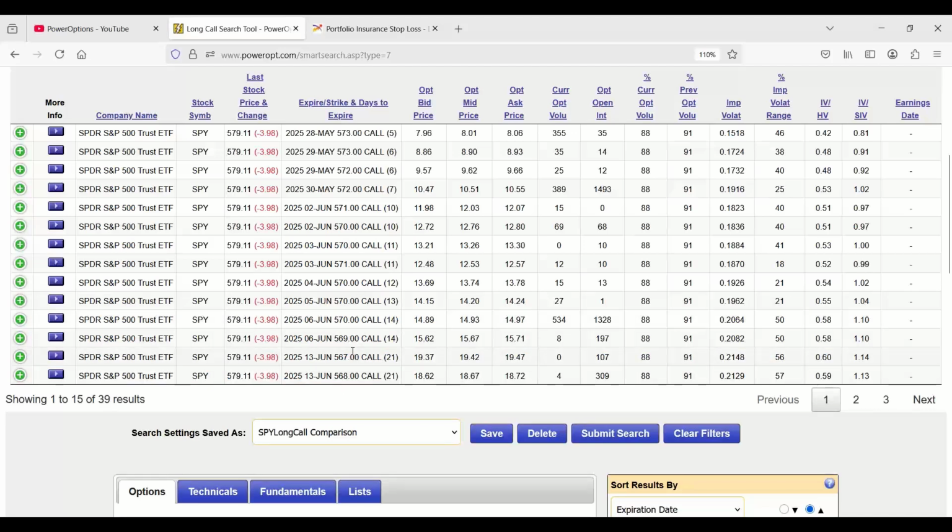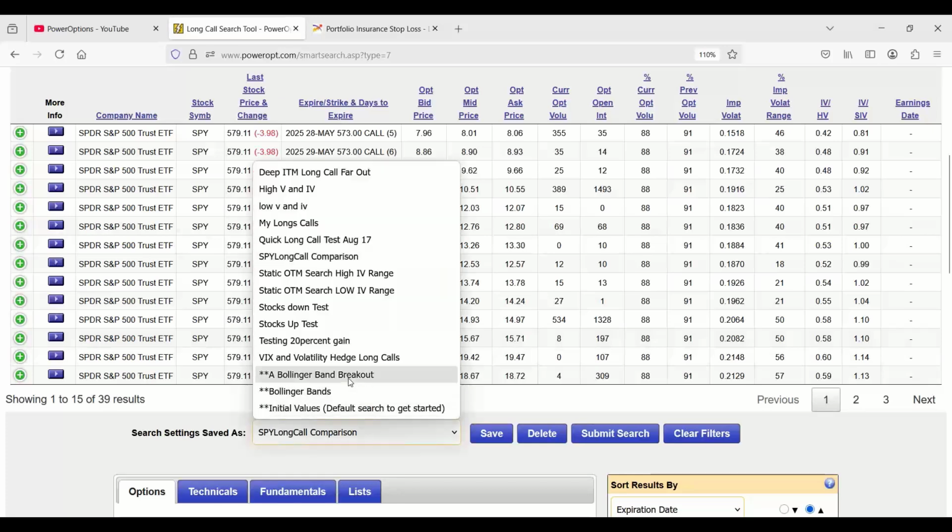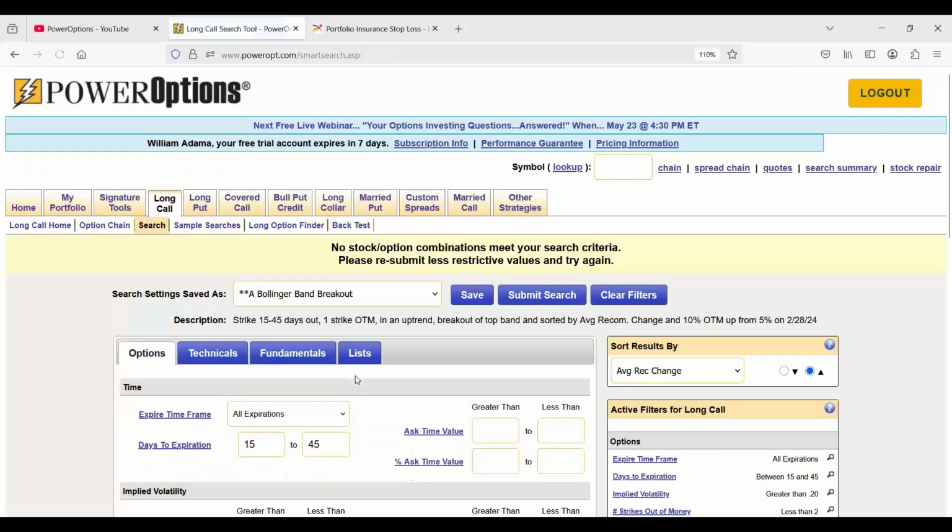Was it at the money? No, it was deep in the money, delta of maybe about 0.65 or greater. In any case, that was that. But our default searches here, you have a Bollinger Band breakout, Bollinger Bands, and initial values. When you first start on PowerOptions, it's going to come up with the Bollinger Band breakout as a default.